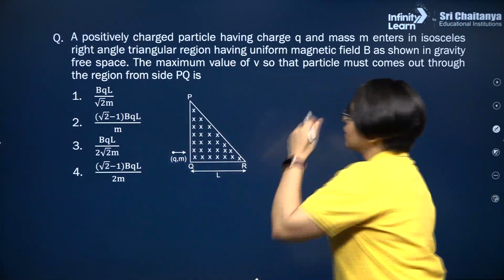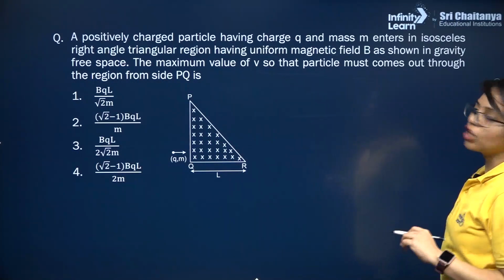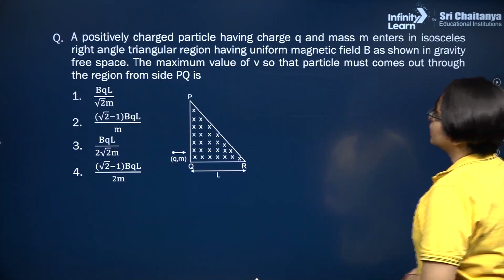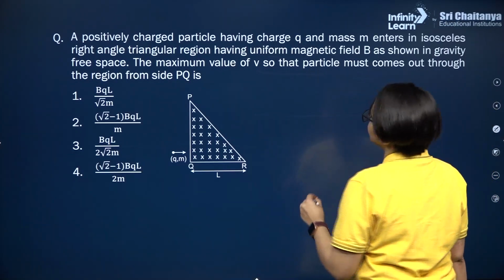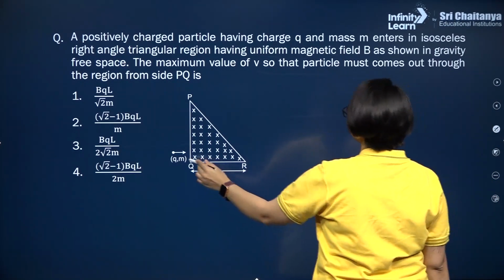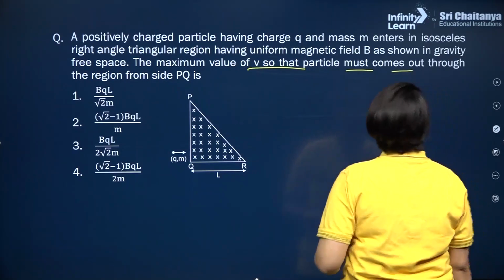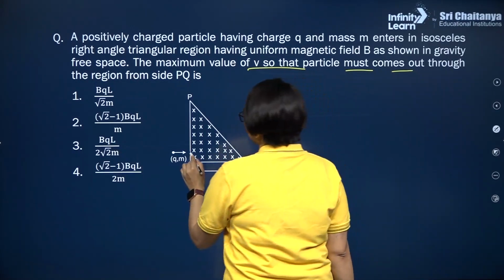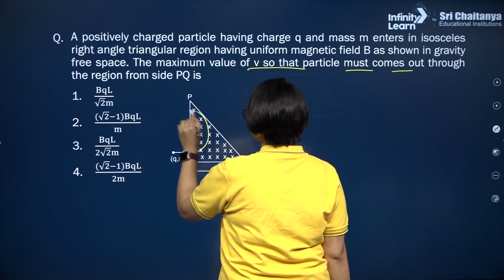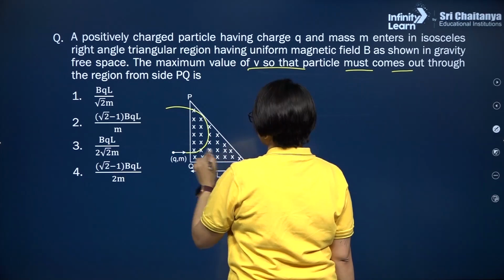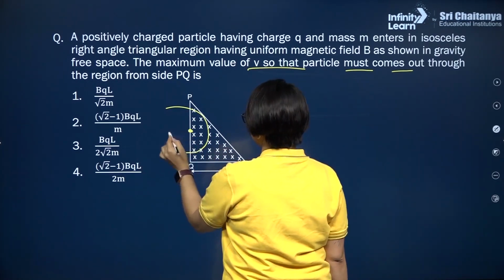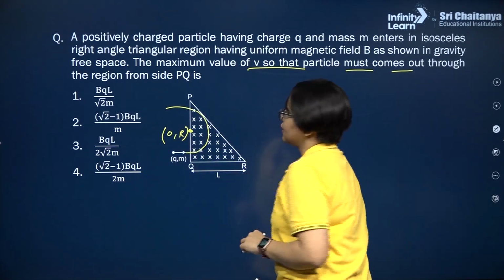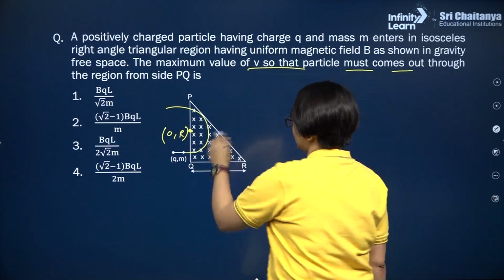Now next is this one. A positively charged particle having charge q and mass m enters an isosceles right angle triangular region like this. Find the maximum value of V so that the particle comes out through the side PQ. Basically the particle should go here and touch this PR line and come out like this. The center will be somewhere at (0, r), and this PR line is acting as a tangent to this circle, right.